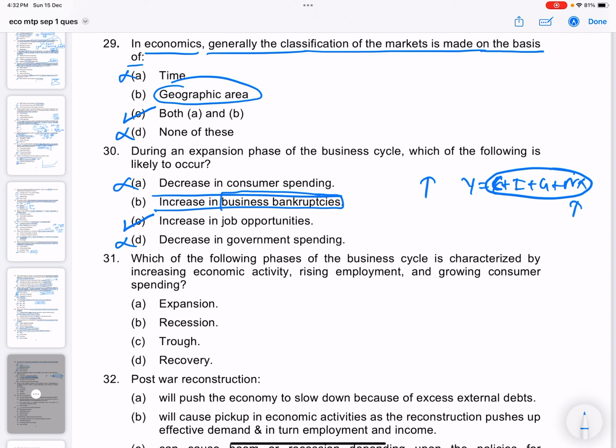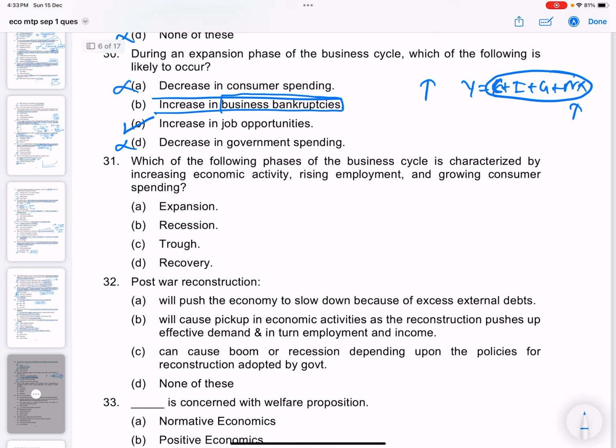Okay, which of the following phases of business cycle is characterized by increasing economic activity, rising employment and growing consumer spending? Recession cannot be there, so you might be confused with recovery or expansion, which makes sense, but ठीक है, the answer is expansion.